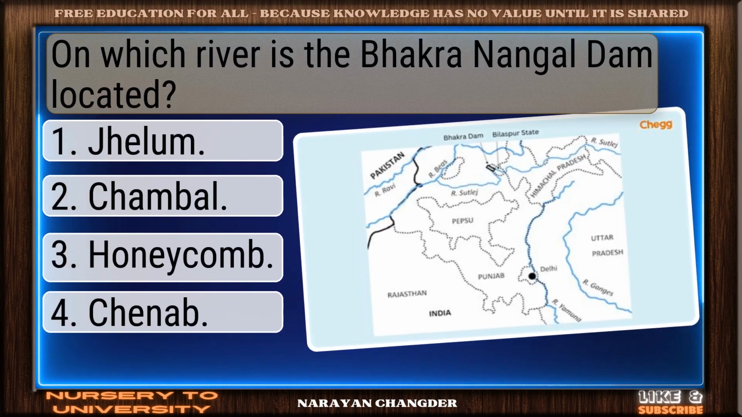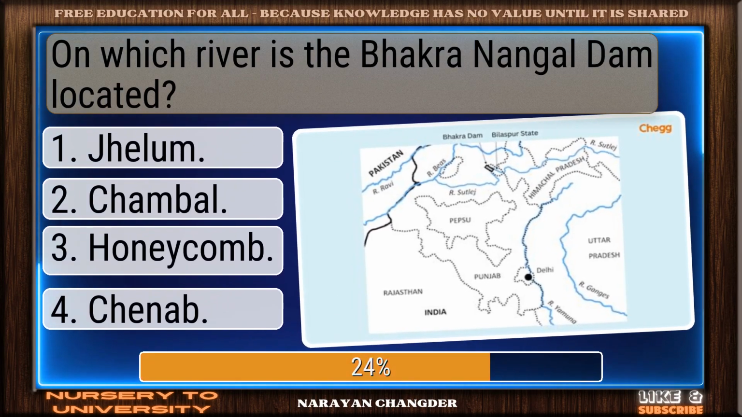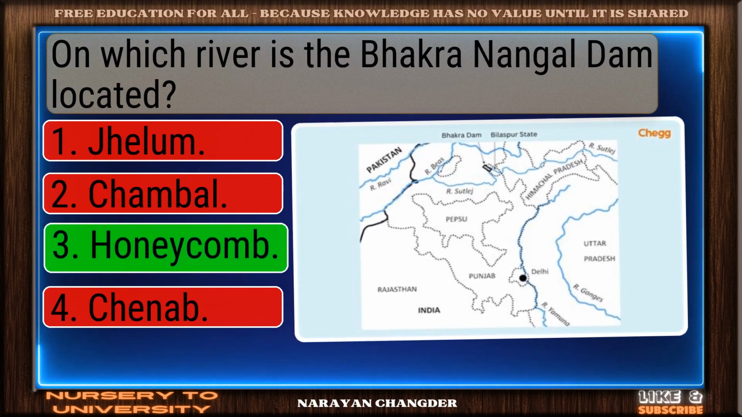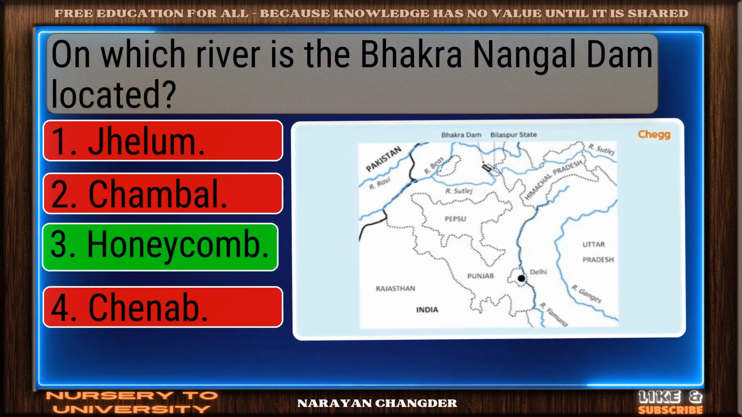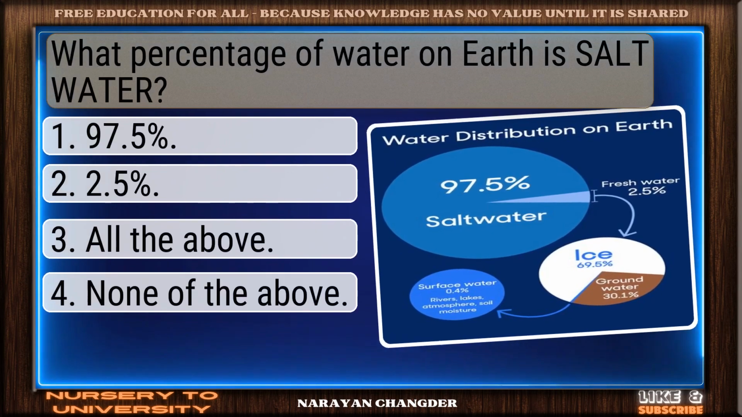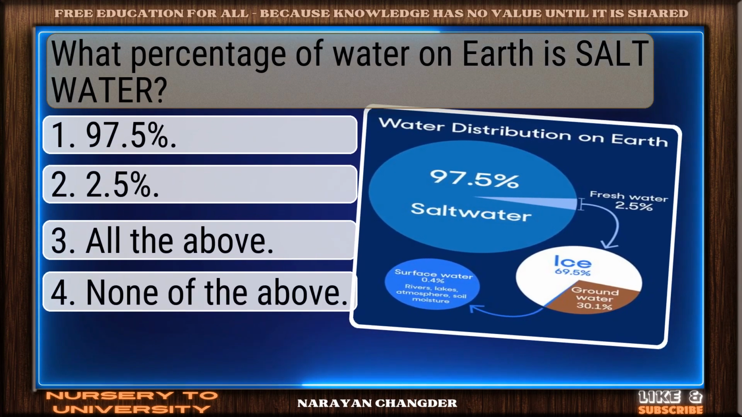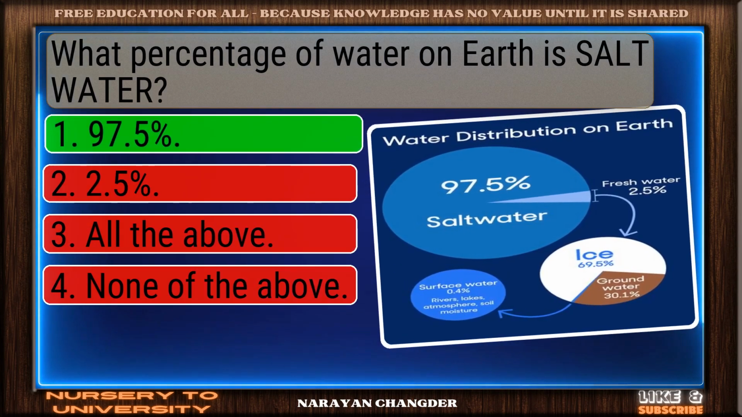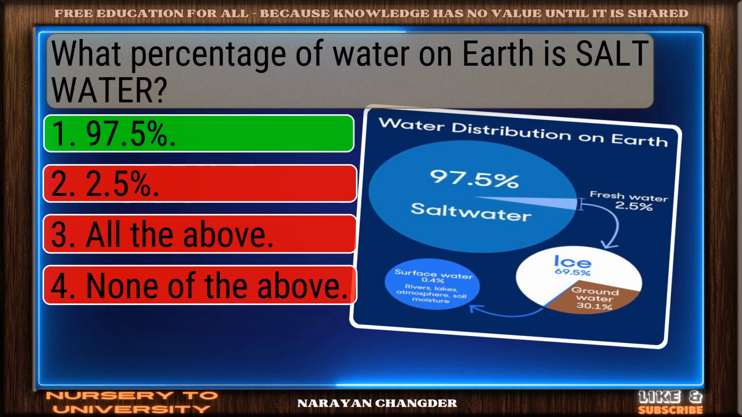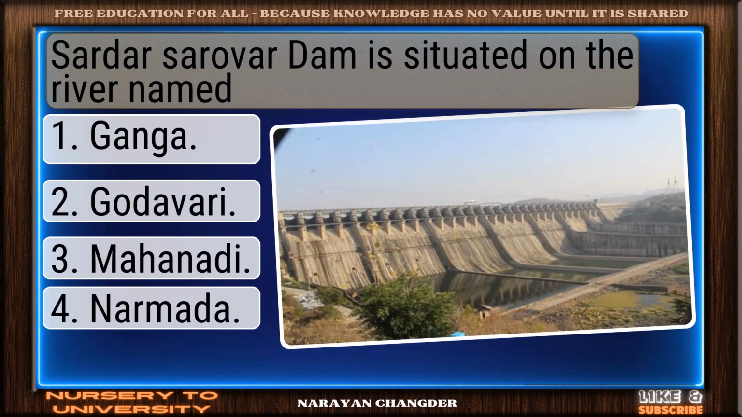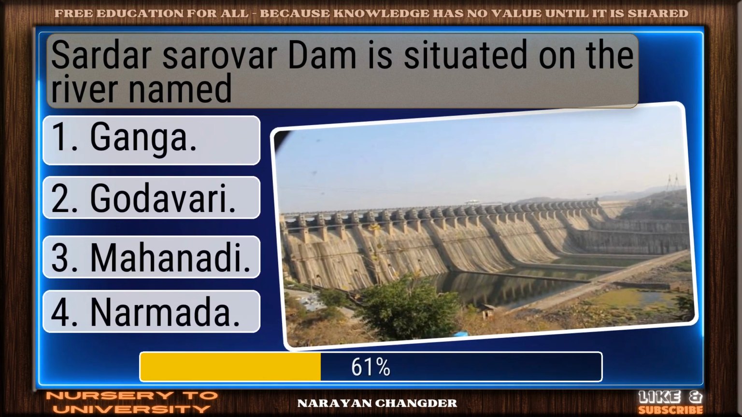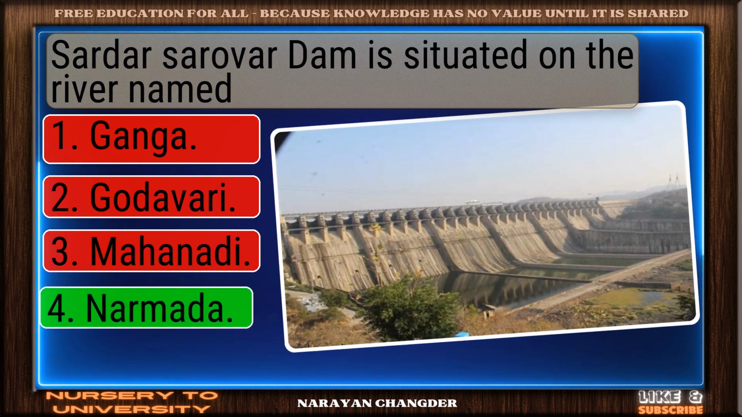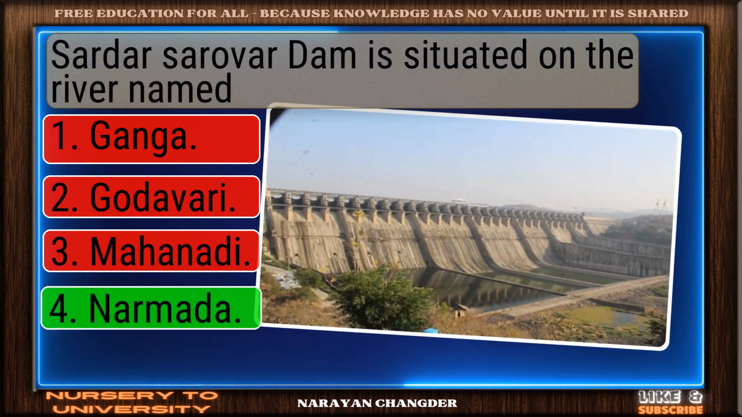On which river is the Bhakra Nangal Dam located? You got it. Honeycomb fits. What percentage of water on Earth is salt water? Great job. 97.5% is accurate. Sardar Sarovar Dam is situated on the river named... Valid point. Narmada is true.